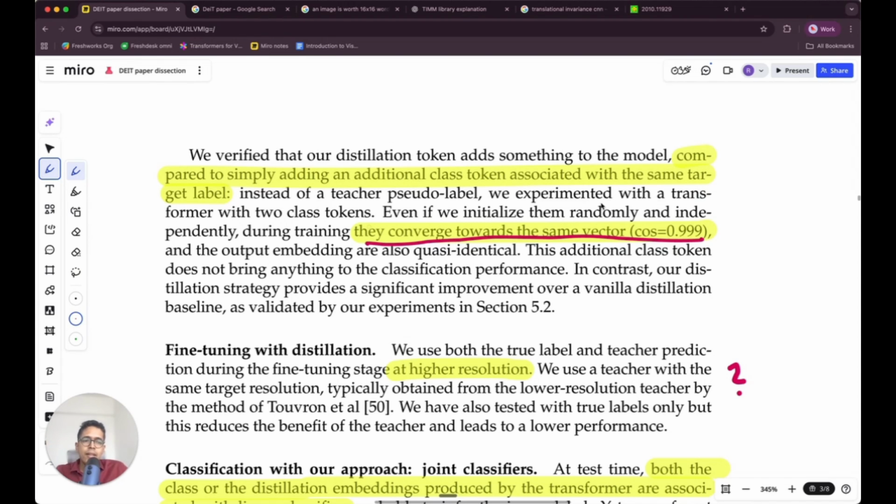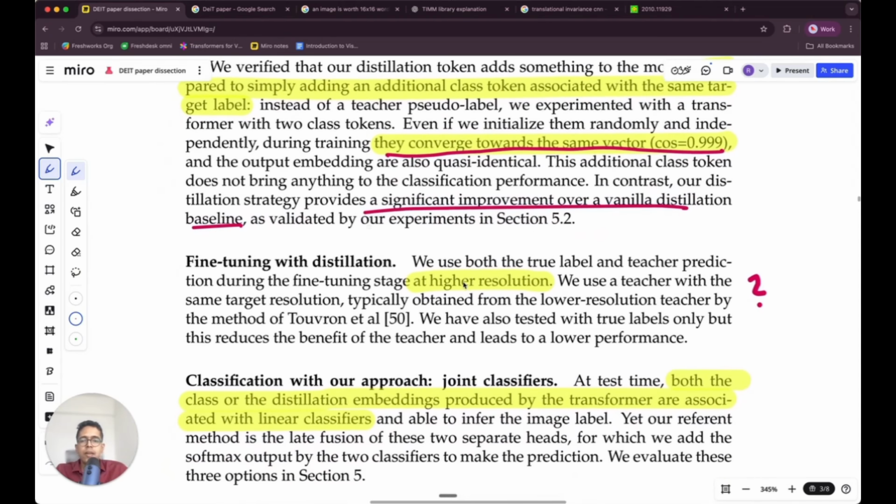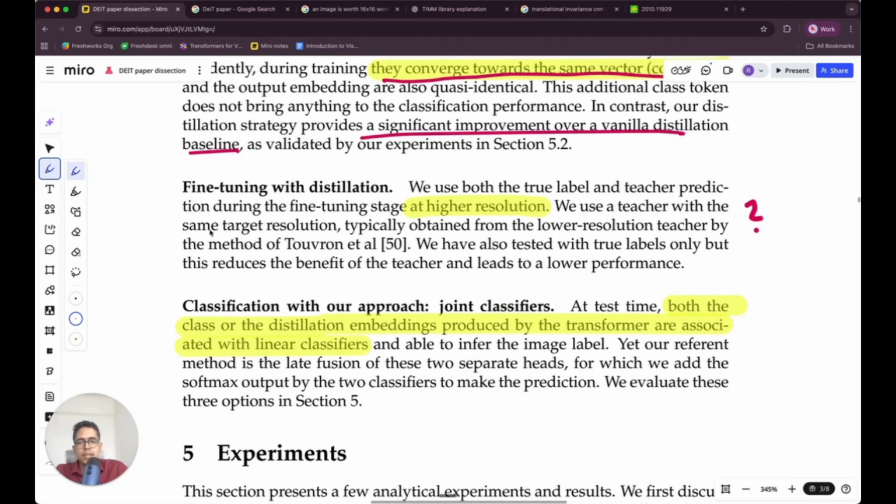If we simply added another class token that also is forced to learn just the actual ground truth, then those two tokens are no different. They are both going to learn the same thing. But here, one token is learning the actual ground truth, another token is learning from the teacher. So that difference is actually important. This additional class token does not bring anything to classification performance. In contrast, our distillation strategy provides a significant improvement over a vanilla distillation baseline, as validated by our experiments in section 5. We'll see when it comes to section 5, which is the next section.